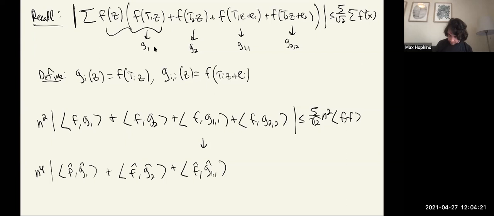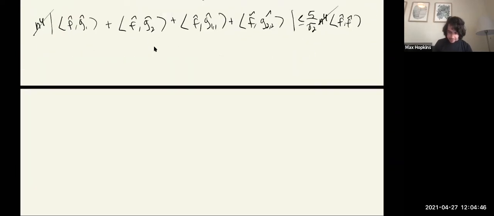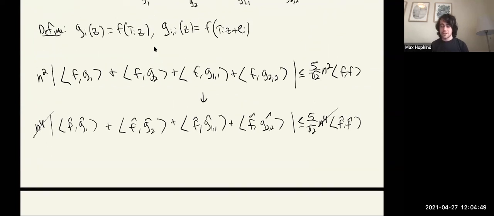G11 hat plus f G22. And then we're also going to take Fourier coefficients of the right side: 5 over root 2 n to the fourth, f hat. So these n to the fourths cancel, right? Okay, so now we have things in terms of Fourier coefficients.